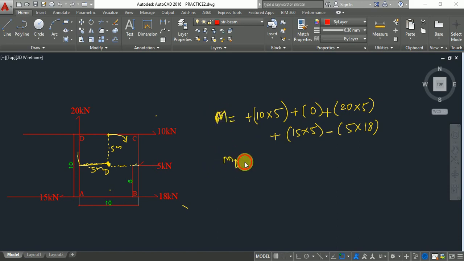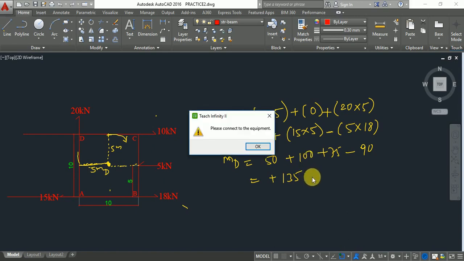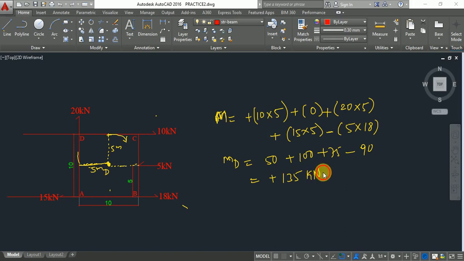So moment about point D is equal to 10 into 5 is 50, plus 20 into 5 is 100, plus 15 into 5 is 75, minus 18 into 5 is 90. So what is the value? 100 plus 75 is 175, plus 50 is 225, minus 90. So 135 is the moment. That is, the value is positive. Because of all these forces, the overall moment developed is in a clockwise direction, and the unit is Newton meter.